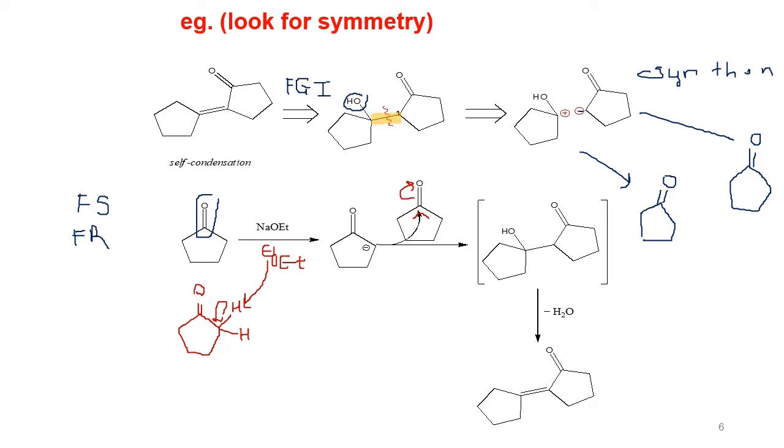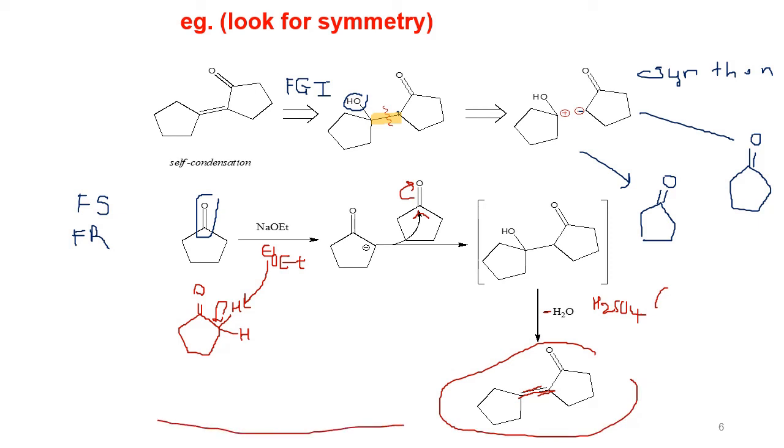You will get this compound. And after a while, when we remove H2O, or you can react it with H2SO4, this reaction is what we call dehydration of alcohol. So you will get a double bond. So this is your TM, or the target molecule.